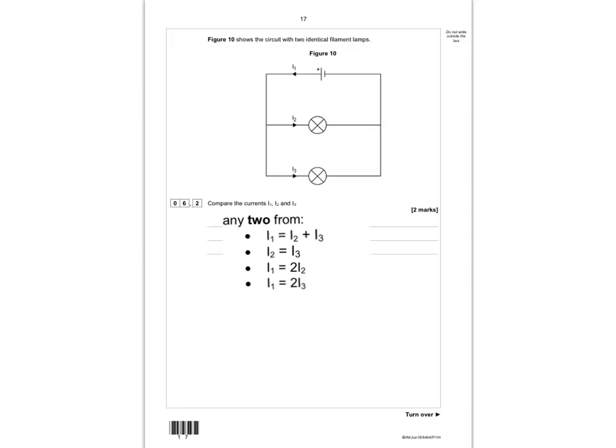So you could have any of the following two, as I've said before. I1 is the total current in the circuit, and that splits to form I2 and I3. So I1 equals I2 plus I3 will get you 1 mark. I2 and I3 being the same would also get 1 mark. And then realising that because it only splits here, I2 will be half as much as I1. So I1 would equal 2 times I2, or I1 would equal 2 times I3. So any two of those would get you the marks. I personally find that the first two are the most logical to come up with.